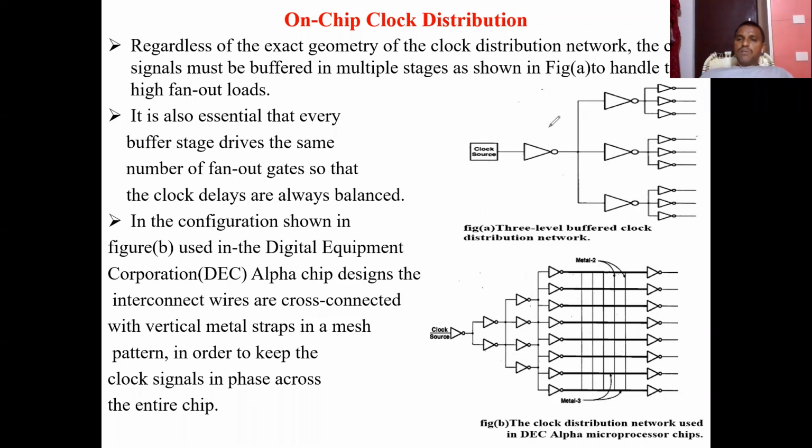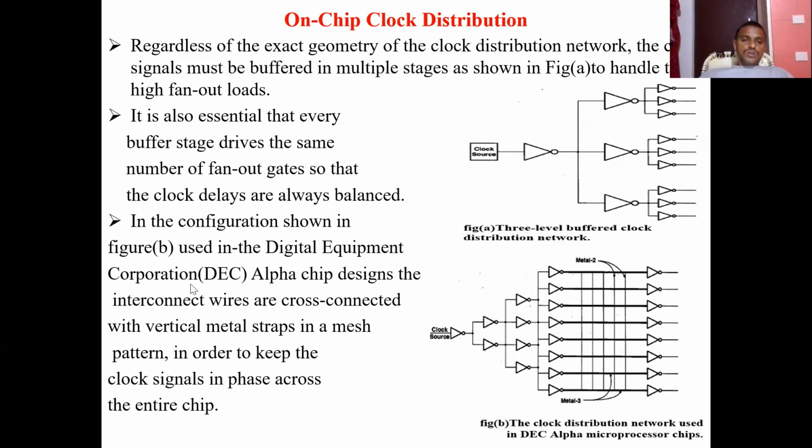Here we get CK bar, because the input is CK. That CK bar is applied to all three inverters, which are connected to the output of the first inverter. After this, CK bar gives you CK, and that is applied to again 3 and again 3. This is nothing but the distribution of the clock. This is the three-level buffered clock distribution network.